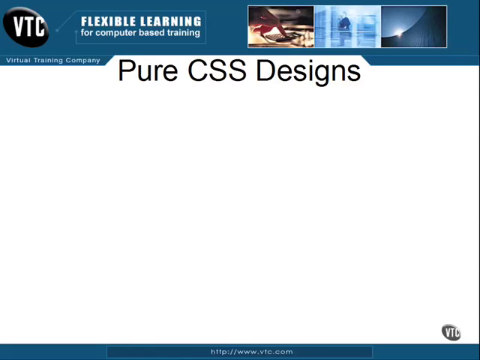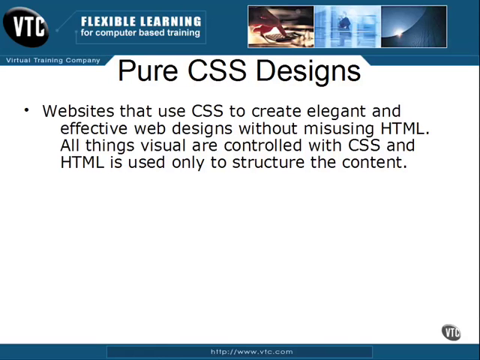In this movie, we take a tour of some good websites for inspiration and demonstrations of CSS. These sites offer examples of what can be done with pure CSS design. Now, essentially, these are websites that use CSS to create elegant and effective web designs without misusing HTML. All things that we see are controlled with CSS, and HTML is used only to structure that content.